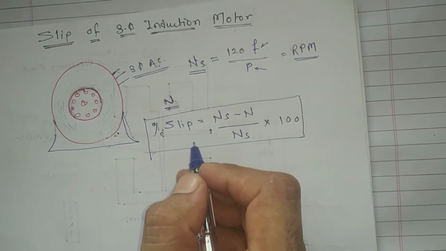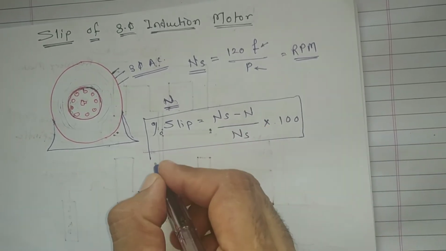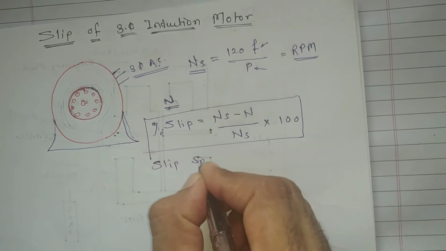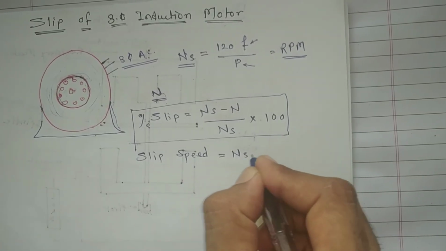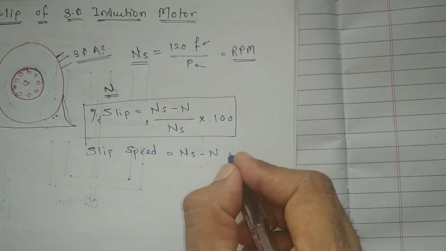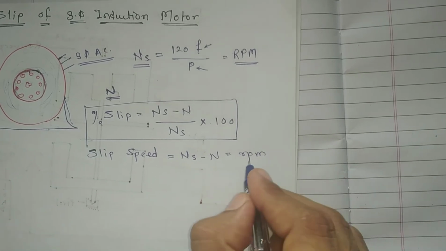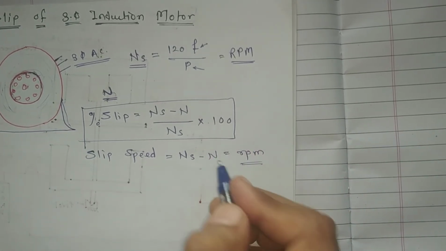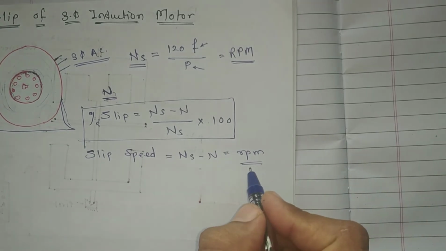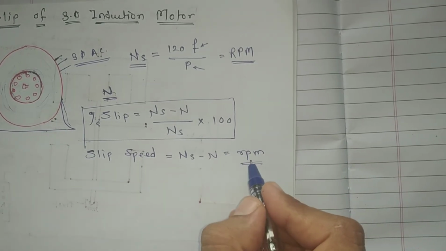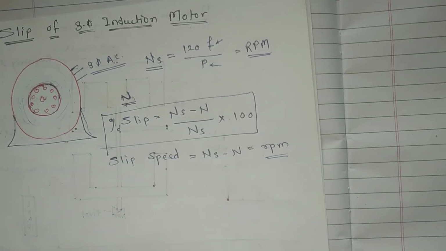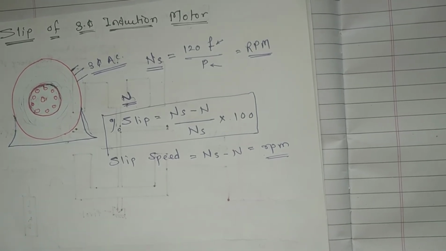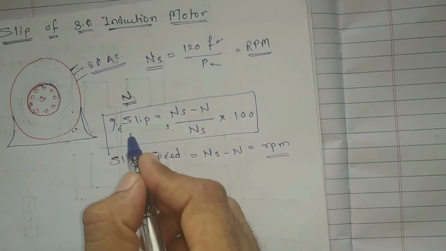If you want to calculate slip speed, then it will be only NS minus N. Then you have to put the unit RPM here, because the difference gives some speed. So you have to give the unit RPM, revolution per minute. But on the motor's nameplate or in the motor's data, you will always get the percentage slip.